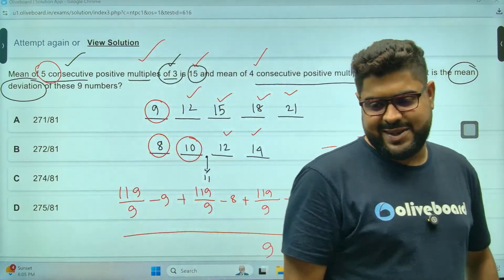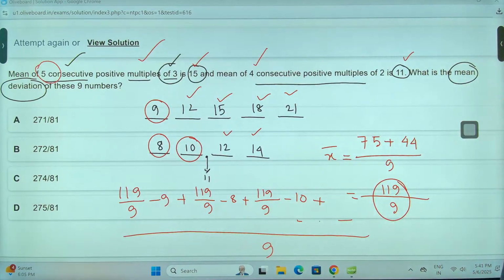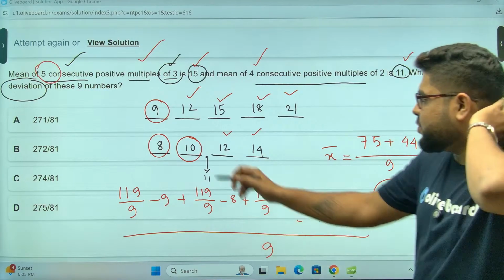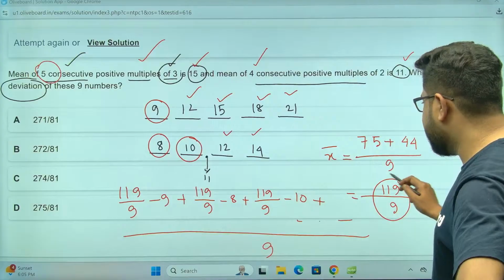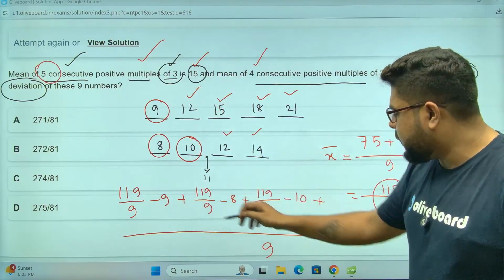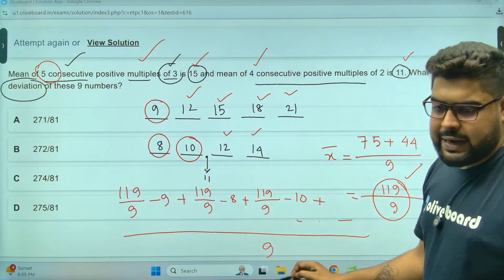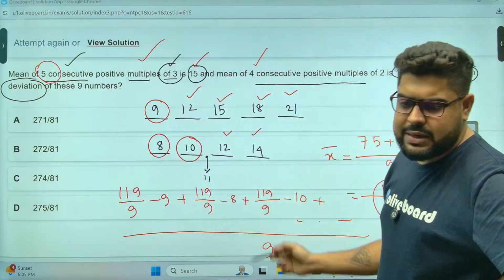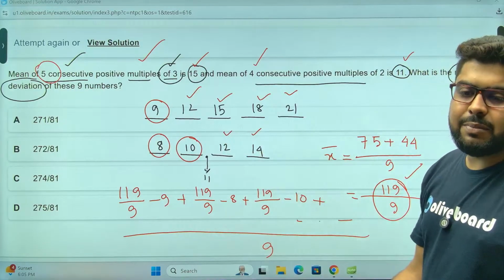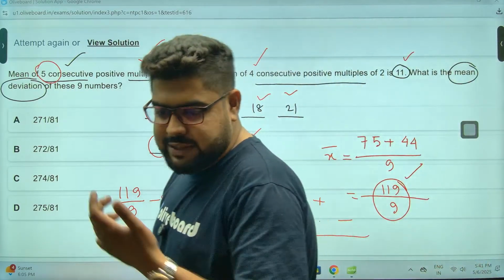Please do the calculations. You will get your answer. So just find the deviation of each and every number from the mean. Just divide, and at the end, because there are 9 numbers, divide by 9. Total deviation by number of numbers. We have done this in average.